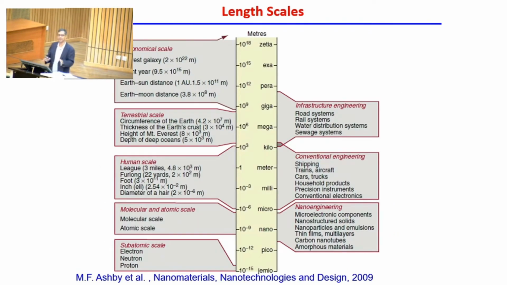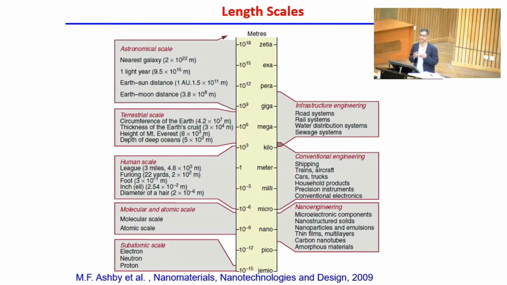Now, if you put all the scales together, you have astronomical scales like galaxies. Okay, they are very big. They can be of the order of 10 to the power 22 meters. They are light years distance from each other. 1 light year is how much? 1 light year is 9.5 times 10 to the power 15 meters. 1 light year is the distance light travels at the speed of 186,000 miles per second for a year. That's what 1 light year is.